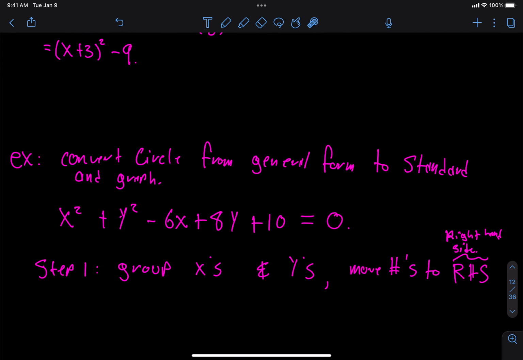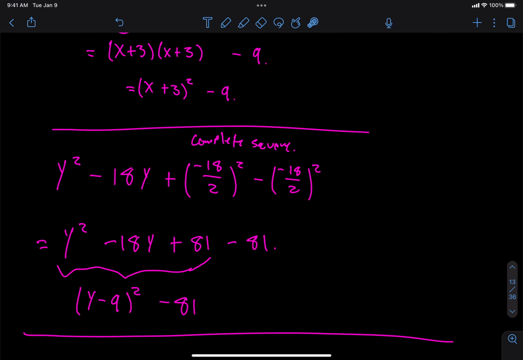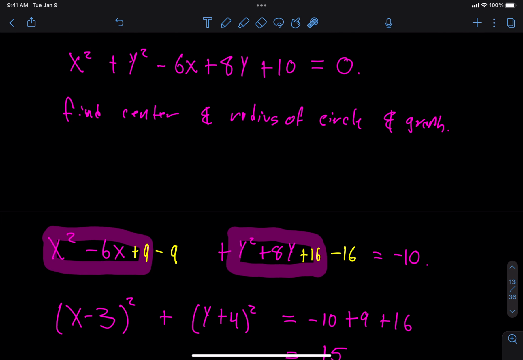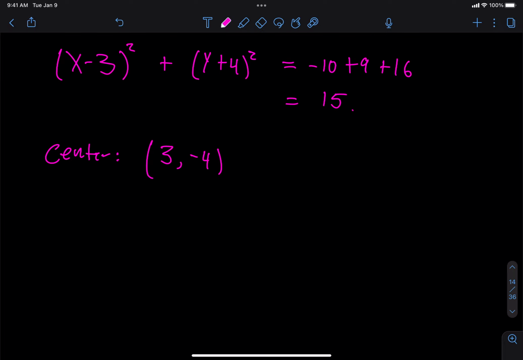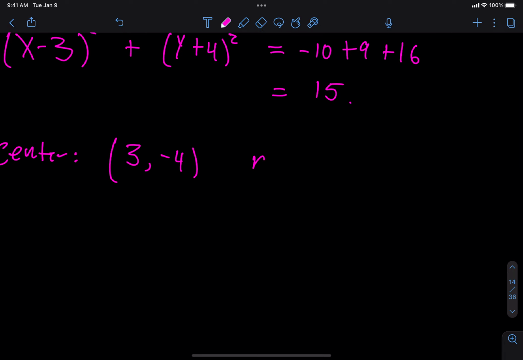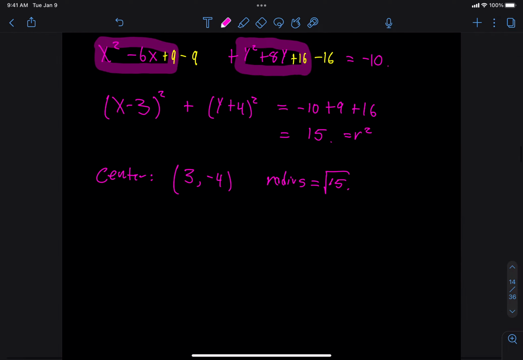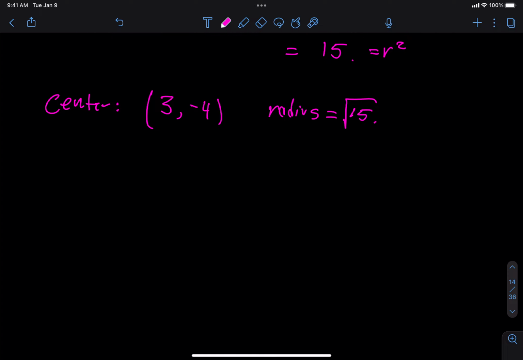Okay, so let's finish it off. Okay, so the center is 3 comma negative 4, and the radius is just 15, right? No. I have to take the square root, right? I have to take the square root of whatever is on the right-hand side. This is r squared, okay? So r is the square root of that number. Okay, so that's the center and the radius.